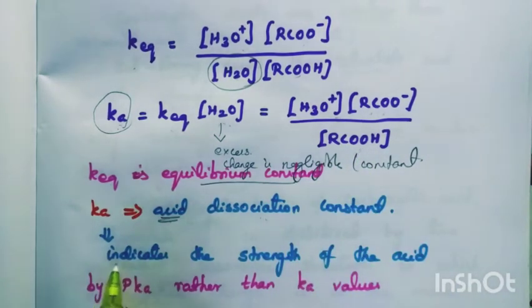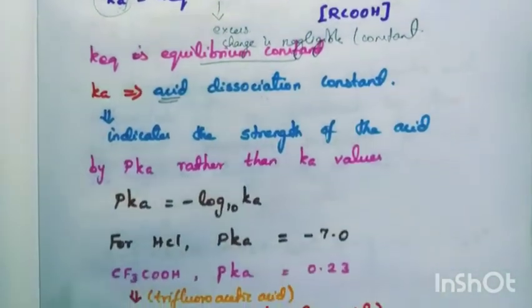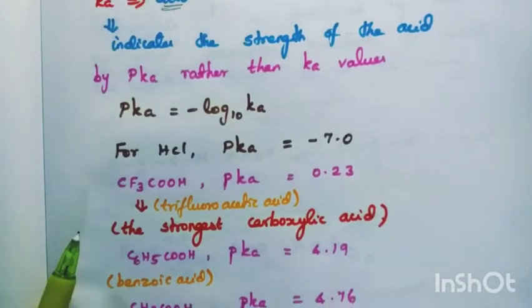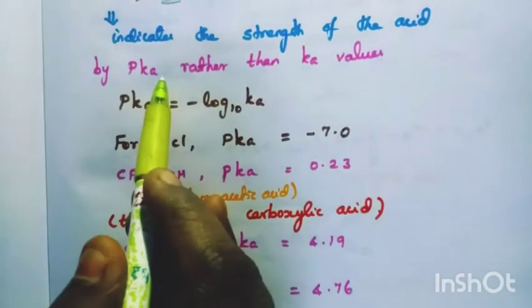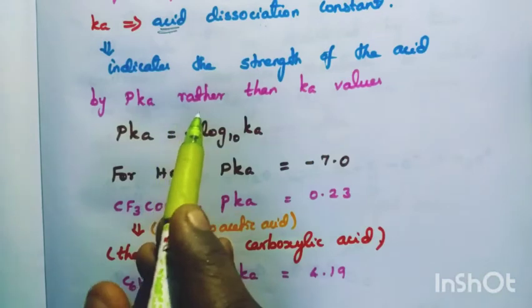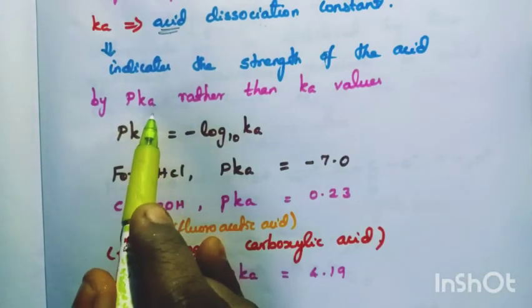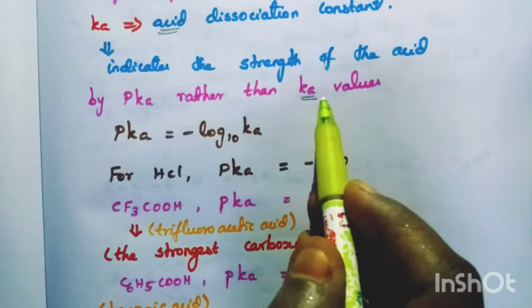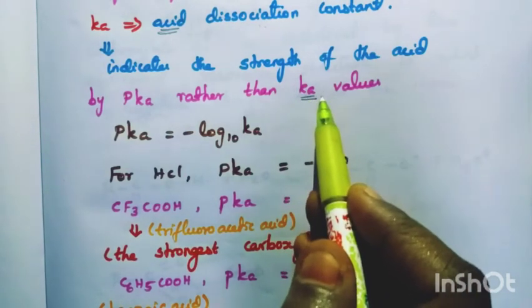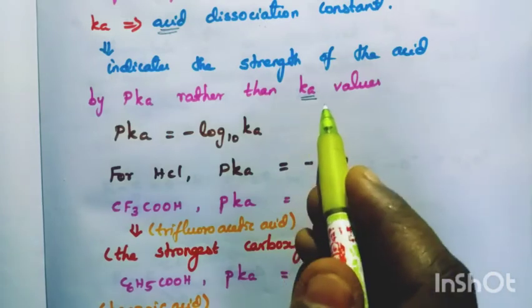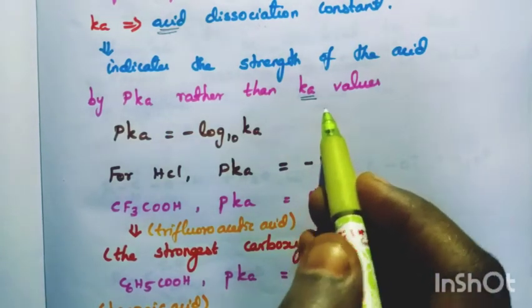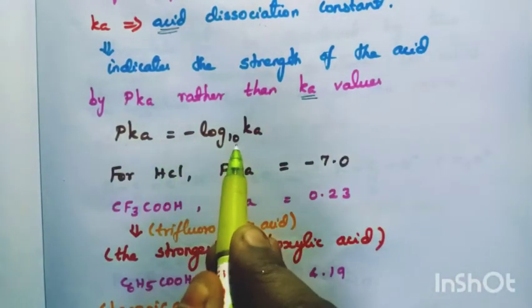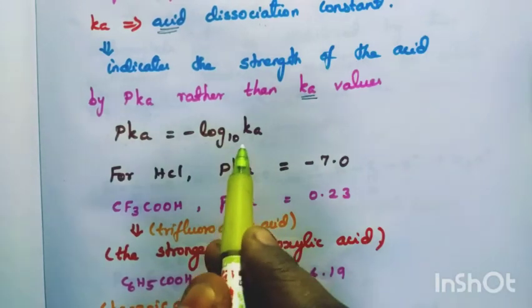This Ka indicates the strength of the acid. It indicates the strength of the acid by pKa rather than Ka. Even though Ka or pKa, both of them explain the strength of the carboxylic acid, we know pKa equals minus log to the base 10 Ka.